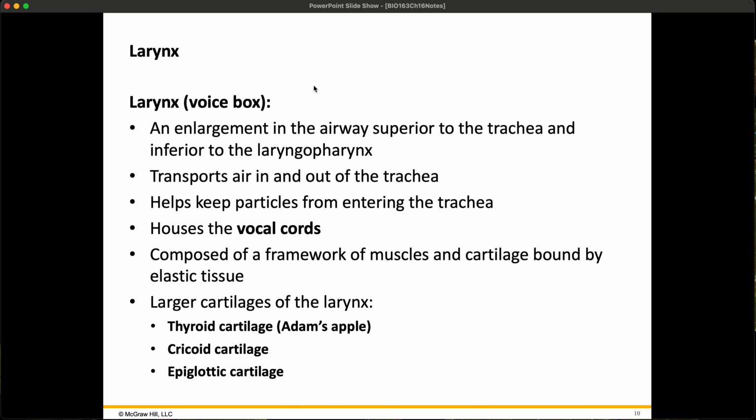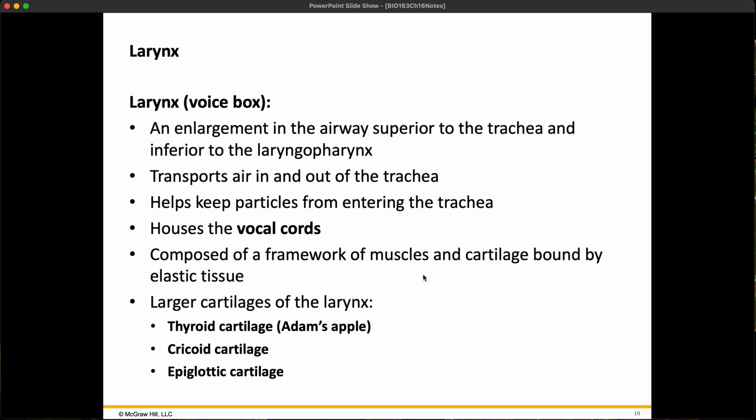So then you're in your larynx. So the larynx is the voice box. It's that protrusion that's kind of midway down the front of the throat. It's that enlargement of the airway superior to the trachea. It transports air in and out of the trachea, kind of acts as this gatekeeper for it. Helps keep particles from entering the trachea, right? That epiglottis can close over so that way food and things don't fall down into the trachea. It also houses the vocal cords that are actually there for producing sound.